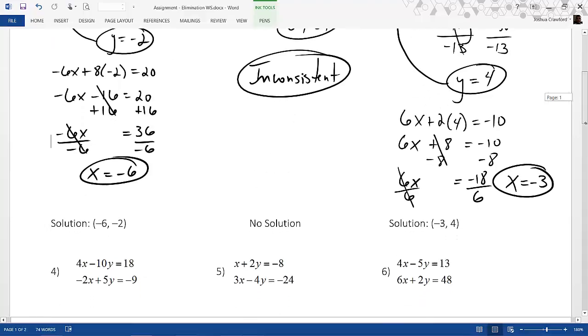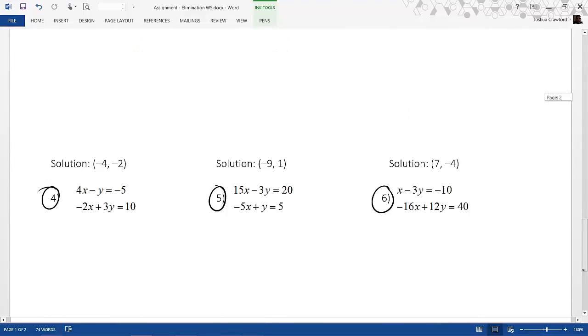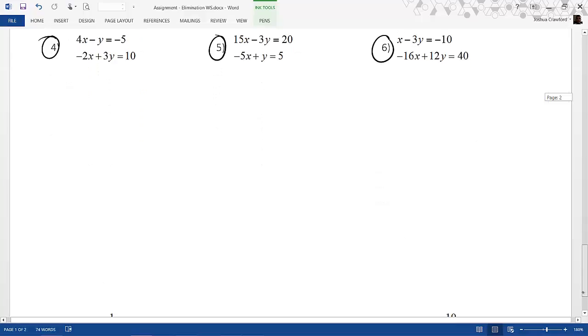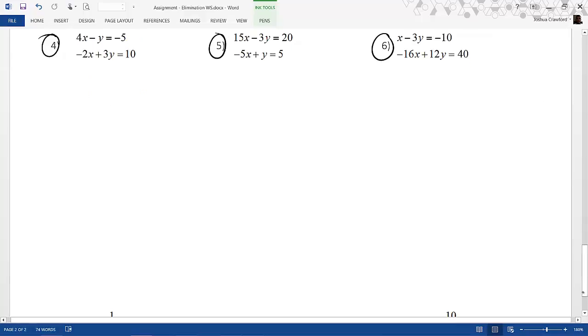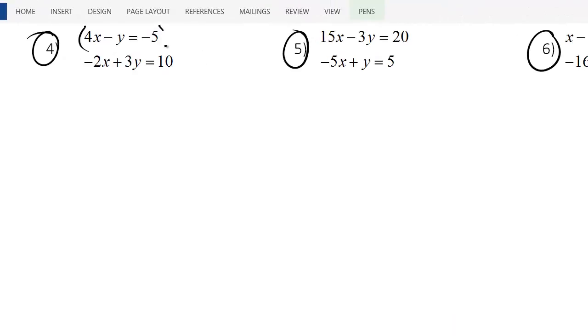Now let's go ahead and move on to the last 3 questions. So number 4 on the last page, on the back side. Number 4, we have 4x minus y equals -5 and -2x plus 3y equals 10. So I want to go ahead and cancel. Let's go with the y's this time. If we cancel the y's, we have a -1 and we have a +3. We have a negative and positive, so that's good, but we don't have both 3's. If this is a 1, what times 1 is 3? It's going to be 3. So multiply the top equation by 3.